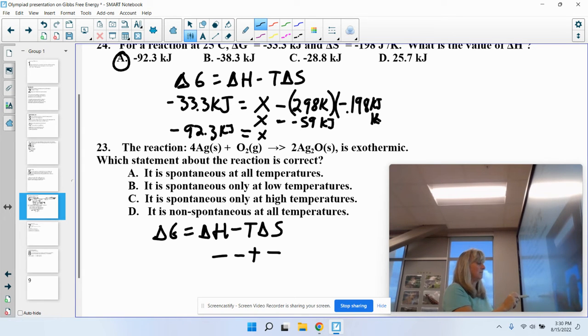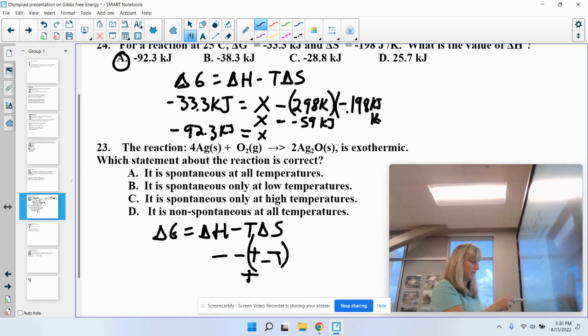So mathematically, we have a minus, and then we have a minus, and these two multiplied together would be negative overall. So a minus and a minus make a plus. So delta H is negative and then this term will be positive. If this term is larger than the delta H, that would make our delta G positive. If this term is less than the delta H, then delta G would be negative.